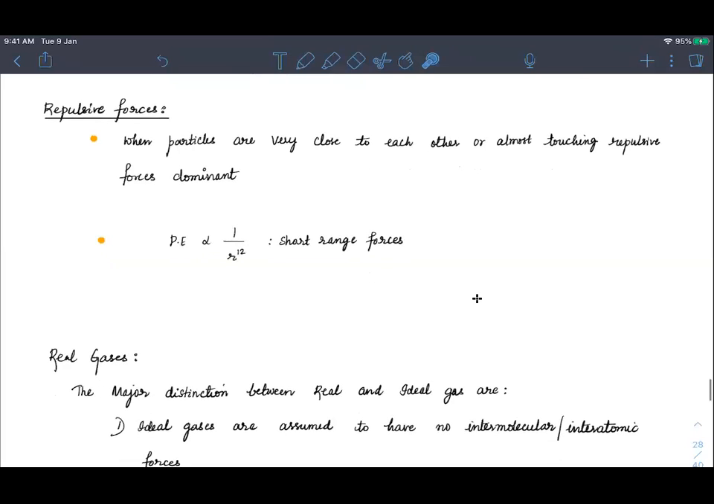Repulsive forces. See, when particles are very close, then only we will have the repulsive forces. So when the repulsion happens, the potential energy will be proportional to r raised to the power of 12. This will be the short range forces, which means when the particles are so close, then only we will see the potential energy start acting in the reverse manner.